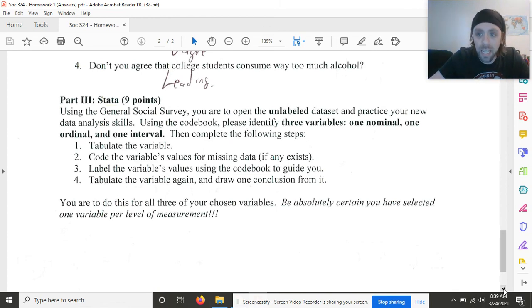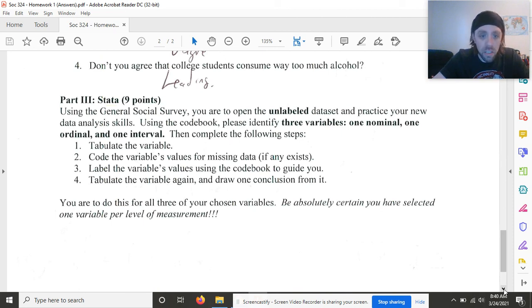Then we code it for missing if we have values that are not meant to be valid categories. Secondly, we wanted to label the values using the code book to guide us here. How do we know that 1 is male and 2 is female for sex? The code book had to tell us. So we did that, and hopefully you did too. And then finally tabulated again so I can see that it has been labeled, it has been coded for missing, and you want to draw one conclusion from it.